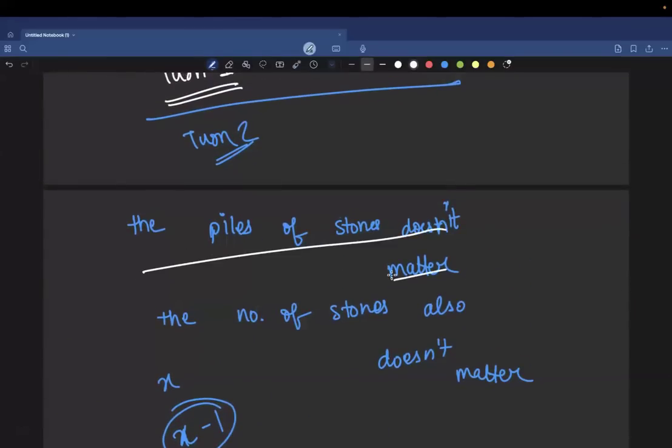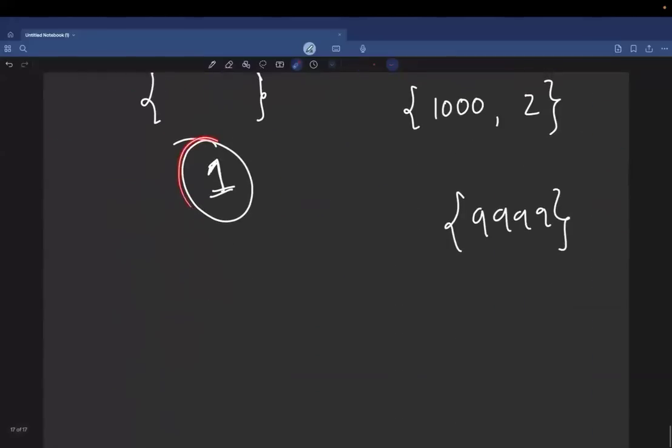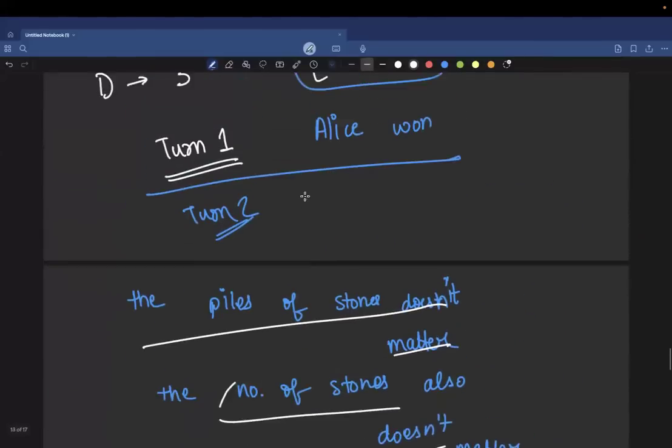Like the piles of stones we have, or the number of stones we have, or the parity of stones we have does not create any difference, because the winner depends upon only the last stone. Whoever removes the last stone will win. And for the last one as well, the die game will be the same.